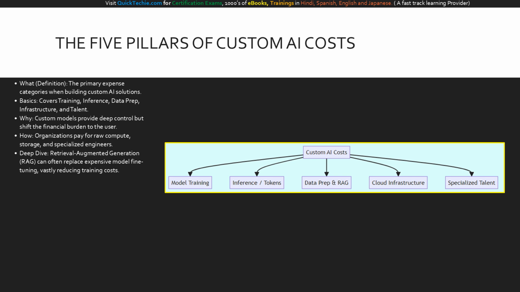Here we map out the financial anatomy of a custom AI build. From the central custom AI node, the costs branch out into 5 unavoidable pillars. Notice how model training and inference act as the core technical costs, while data, infrastructure, and talent represent the operational overhead. If any one of these nodes is left unmanaged, the entire project's budget can easily spiral out of control.